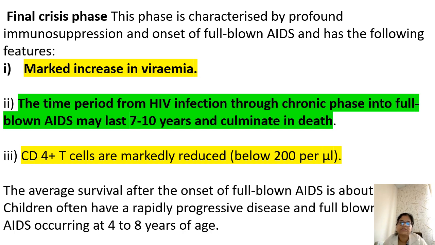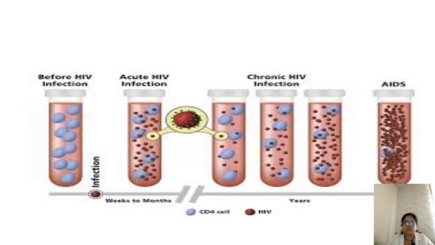CD4 plus T cells are markedly reduced, that is below 200 per microliter. The average survival after the onset of full-blown AIDS is only a span of months. Children often have a rapidly progressive disease, with full-blown AIDS occurring at the age of 4 to 8 years.